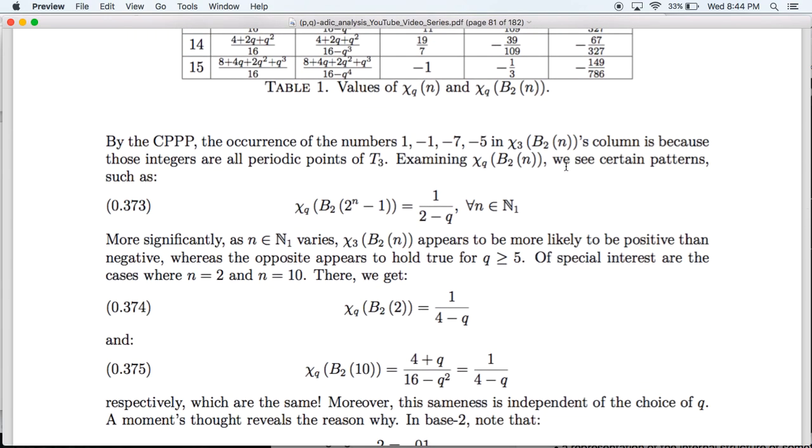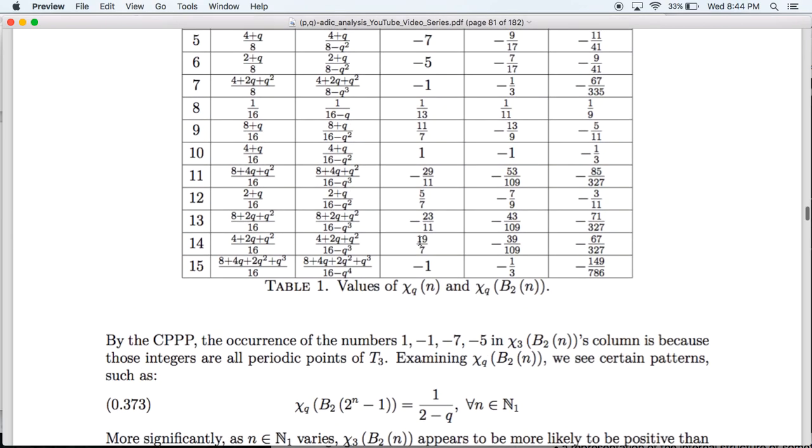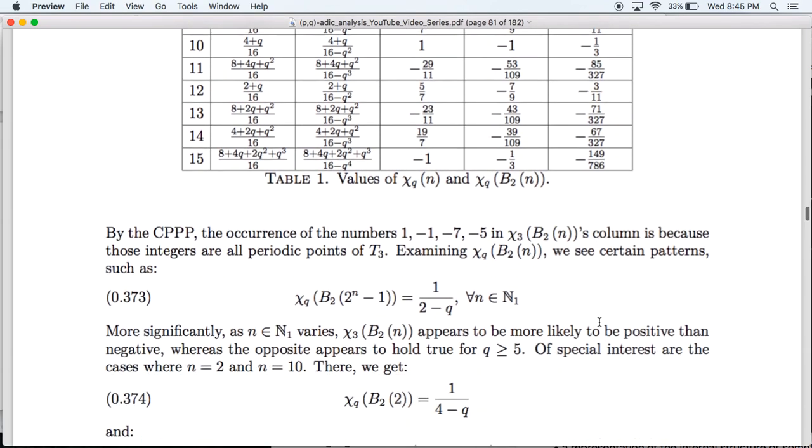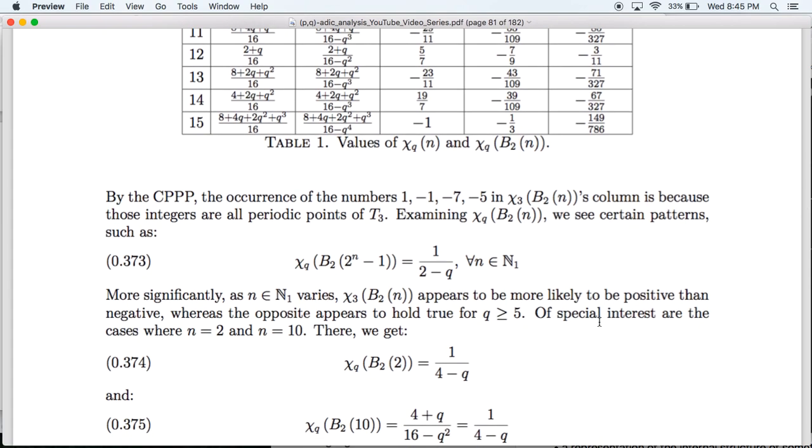So one is that B2 of 2 to the n minus 1 is always going to be sent by chi-q to 1 over 2 minus q. More significantly, as n varies over the positive integers, chi3 of B2 of n appears to be more likely to be positive than negative, whereas the opposite appears to be true for q greater than or equal to 5. Here this is positive more times, but here there are so many more negatives because q is now bigger than or equal to 5. Of special interest are the cases when n equals 2 and n equals 10.